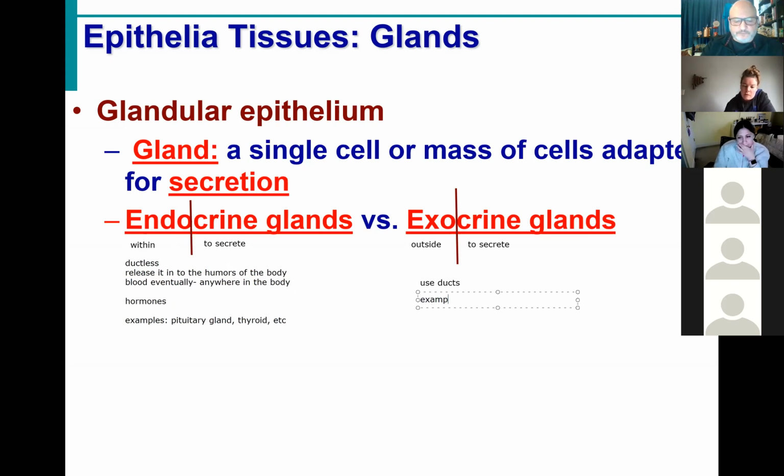A sweat gland. Sweat. Excellent. What else? A sebaceous gland. Okay, sebaceous gland. So those are the oil glands of our skin. The pancreas or the liver. Mammary gland. Well, pancreas is trickier. Let's talk about, because the pancreas actually is both an endocrine and an exocrine gland.